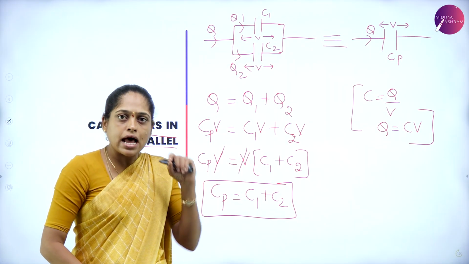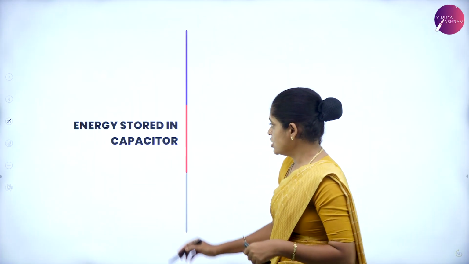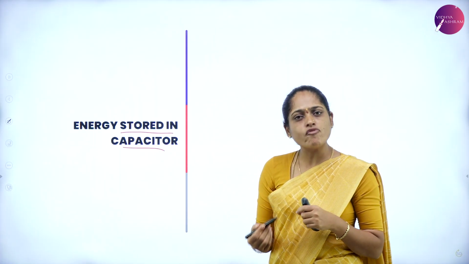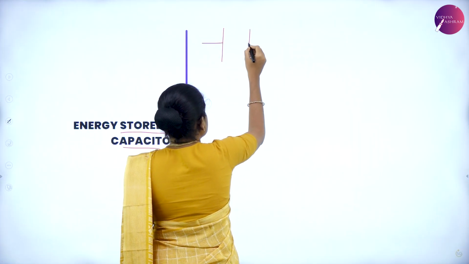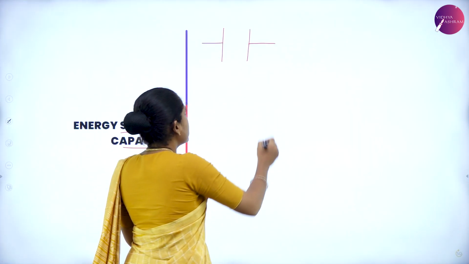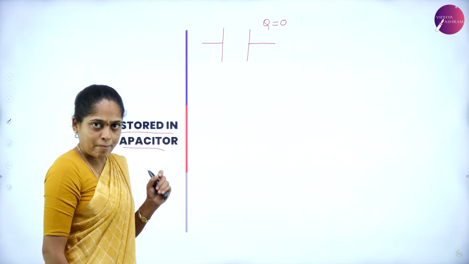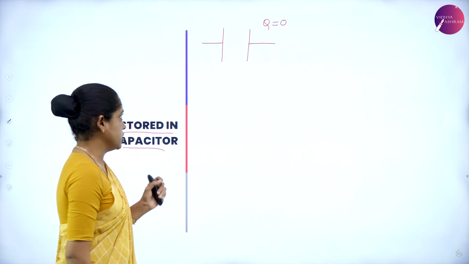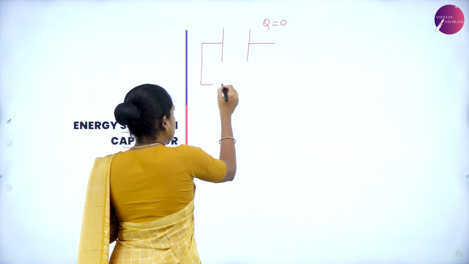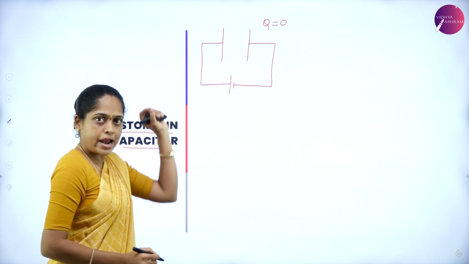Now let us discuss the last topic of this chapter, that is energy stored in a capacitor. Let us discuss in what form the energy is stored in the capacitor. For that, you consider first a neutral, that is an uncharged capacitor. The charge on this is equal to 0. Initially, you have to consider an uncharged capacitor. Now, connect this capacitor to a battery. Observe the symbol of the capacitor and the battery.